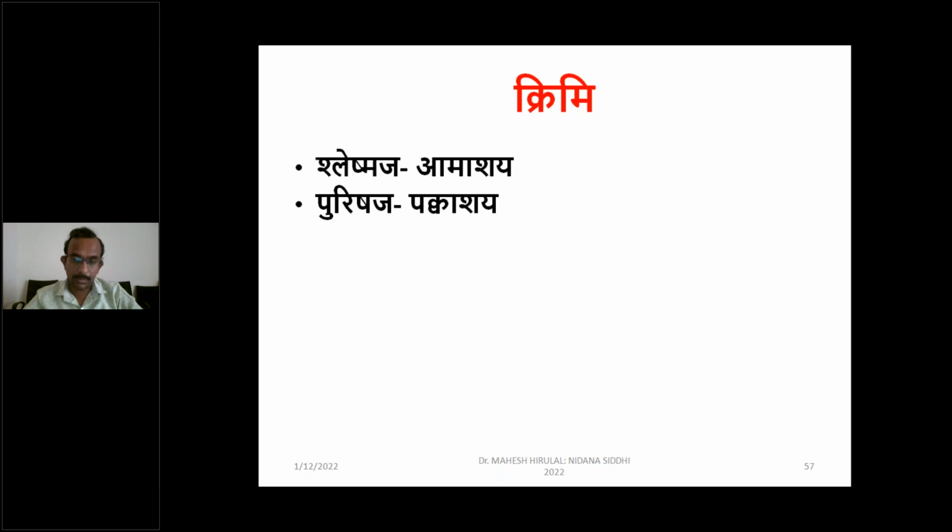And lastly, the krumi. In the krumi, we have 20 types of krumi, and in particular the Shleshmaja krimi, where the ashaya for the Shleshmaja krimi is the amashaya. For the Purishaja krimi, the ashaya is the pakvashaya. So both the upper GI and the lower GI are involved. If the amashaya is involved, Shleshmaja krimis are there, and the person will show more of the chardi lakshanas. If the person is having pakvashayagata krimis, atisara lakshanas.